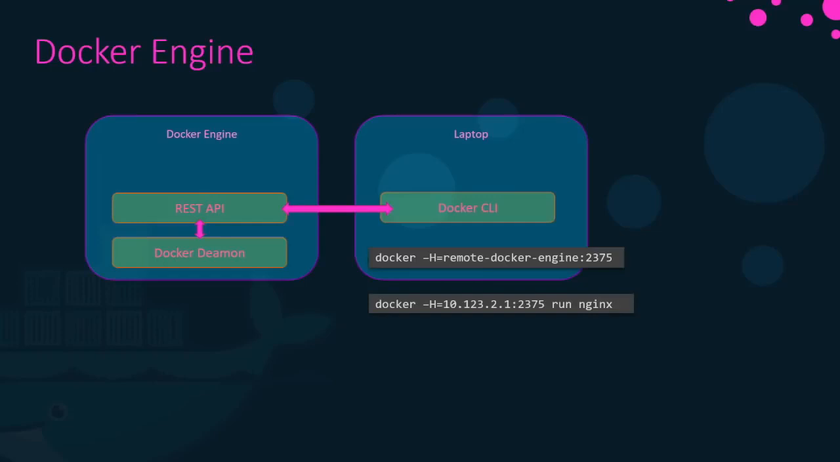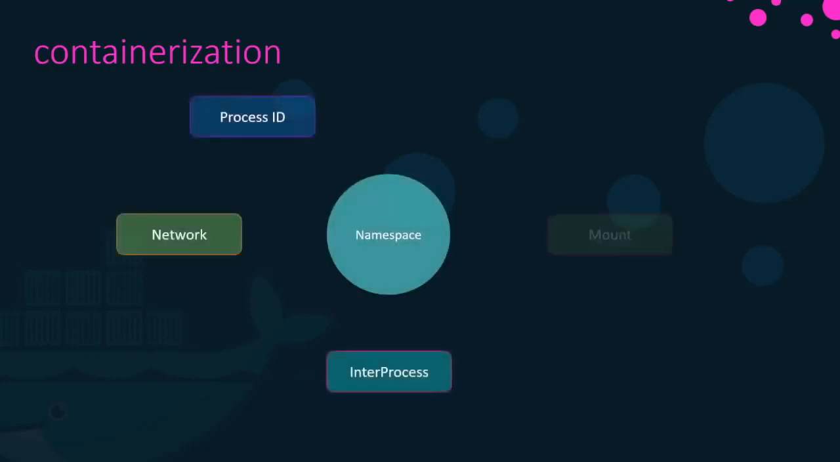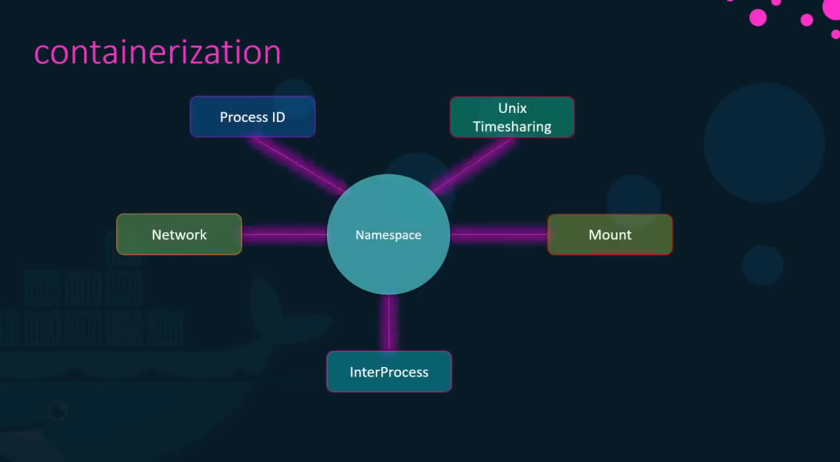Now let's try and understand how exactly applications are containerized in Docker. How does it work under the hood? Docker uses namespaces to isolate workspace. Process IDs, network, interprocess communication, mounts, and Unix time-sharing systems are created in their own namespace, thereby providing isolation between containers.